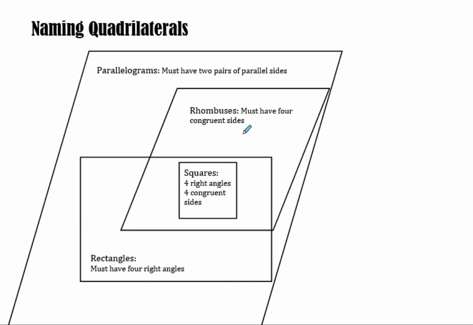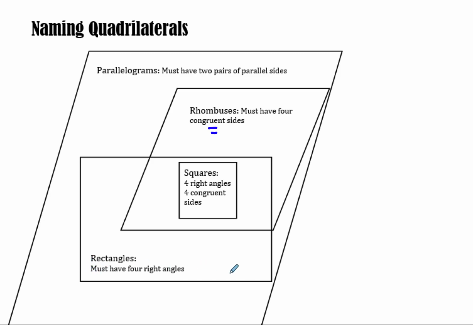Within the parallelogram, there are different types, kind of subcategories here. So inside the parallelogram is a rhombus. A rhombus must have 4 congruent sides. Remember, congruent means equal. So if you have 4 equal sides, that's going to make it a rhombus. It's also still going to be a parallelogram.